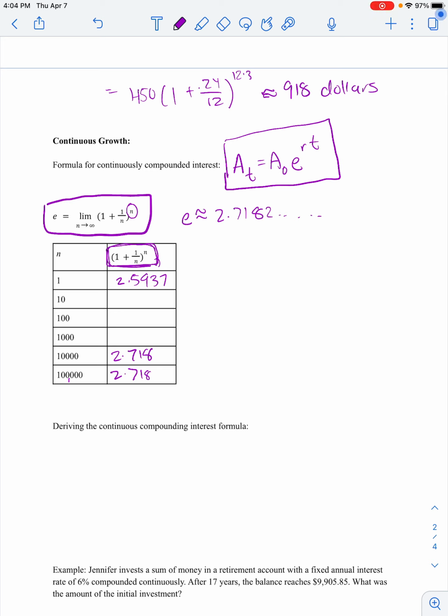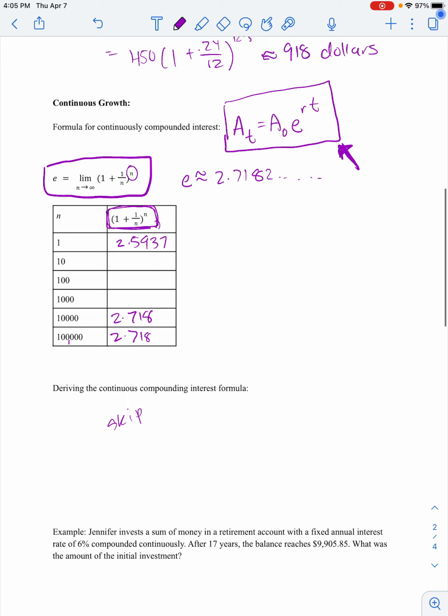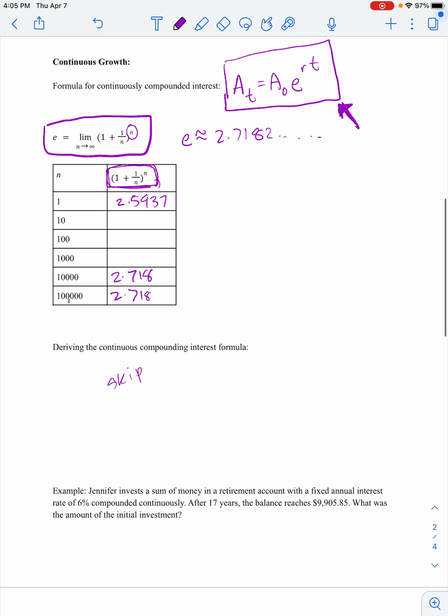If you don't get what I just said with this chart, that's okay. We're going to practice actually just employing this formula. We're going to skip this part. Explaining this part is much more difficult than actually applying the formula, which we're going to do in this example here. So Jennifer invests a sum of money in a retirement account with a fixed annual interest compounded continuously. So that's how you know that you're going to have to use this formula.